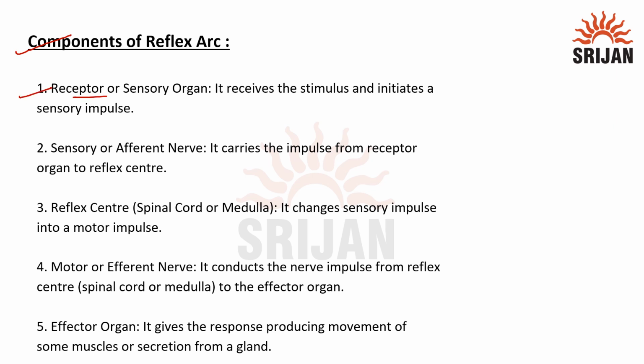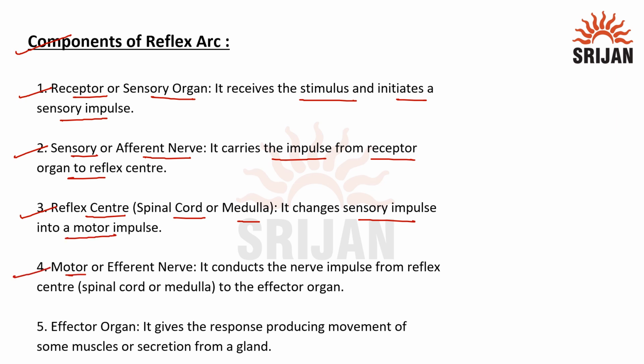First, receptor or sensory organ, it receives the stimulus and initiates a sensory impulse. Second, sensory or afferent nerve, it carries the impulse from receptor organ to the reflex center. Third, reflex center, spinal cord or medulla, it changes sensory impulse into a motor impulse.